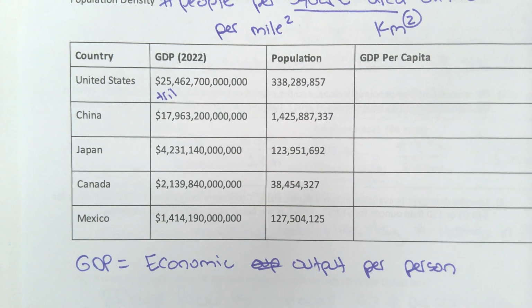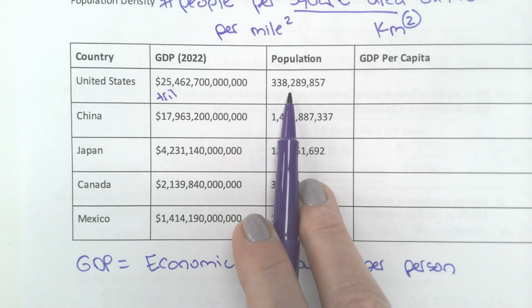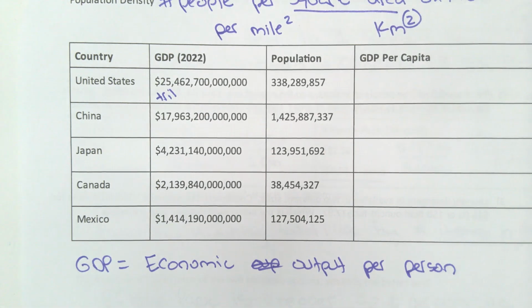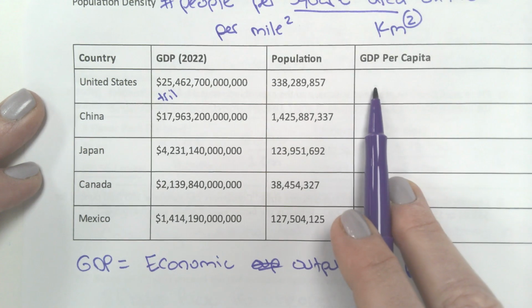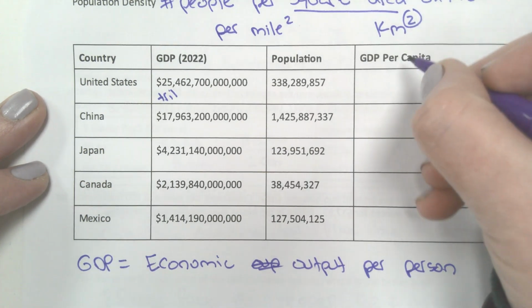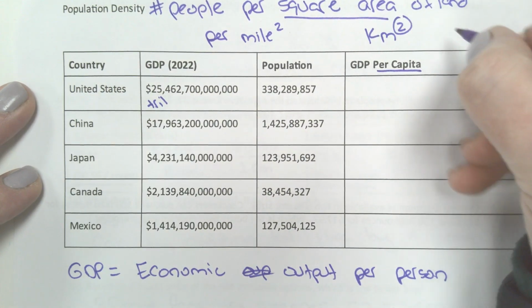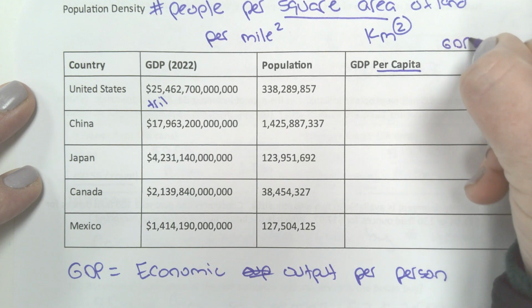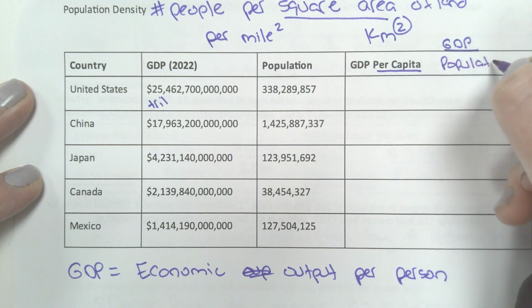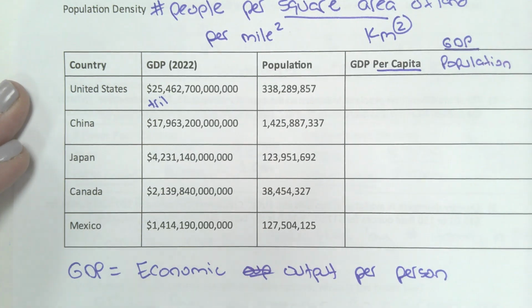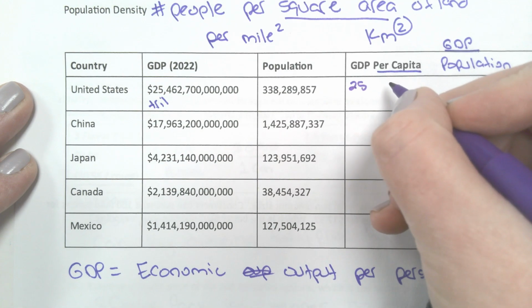Their populations are very, very different. Hundreds, thousands, millions. So the population of the United States is about 338 million people. We would like to figure up the GDP per capita. So that means per person. So to figure this up, we are going to take the GDP divided by the population.